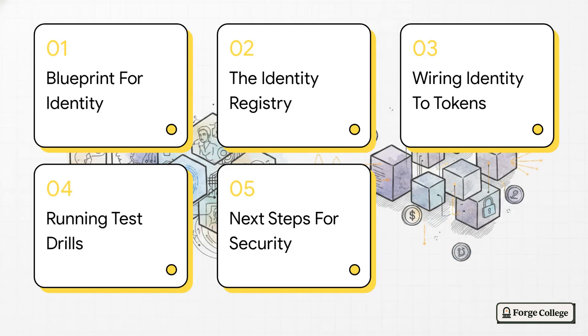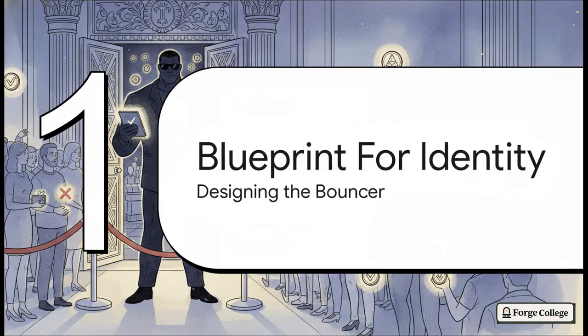process. Okay, here is the master schematic for building our exclusive Web3 club. We're going to cover the blueprint for identity, building the identity registry, wiring identity to tokens, running the test drills, and finally, next steps for security. Let's get to it. Section 1.